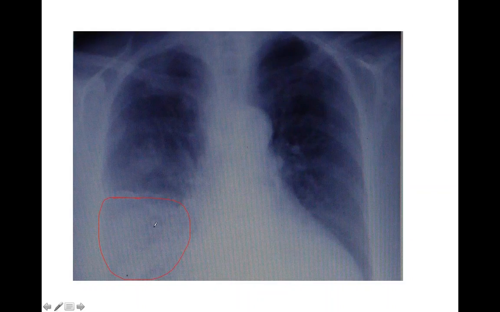But there won't be any complete whiteout of the lung. There is no complete whiteout of the lung. As you can see, there are black tissues here also. So there is presence of air in the bronchograms, air bronchograms. Because of this air in the bronchograms, it will give rise to some black zones also.